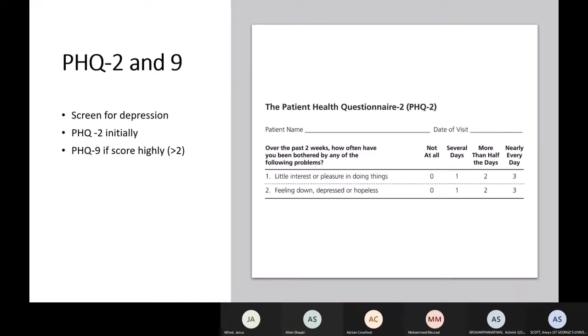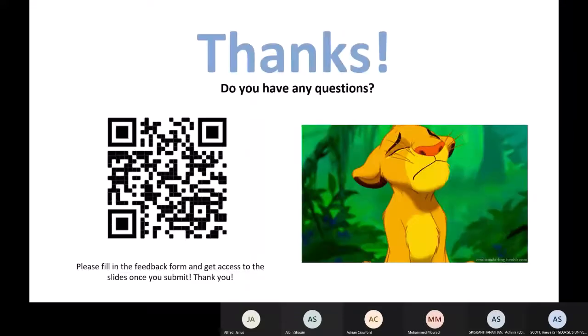And then one that's really important to mention is your PHQ-2 and PHQ-9. These are screens for depression, and depression is really common in the elderly and really commonly missed. Your PHQ-2 is just what I've shown here. It's really quick, really straightforward. And then if they score highly on the PHQ-2, you go on to do the PHQ-9, which is a longer depression screen, which you absolutely don't need to memorize, but just be aware of. And I think that is everything.